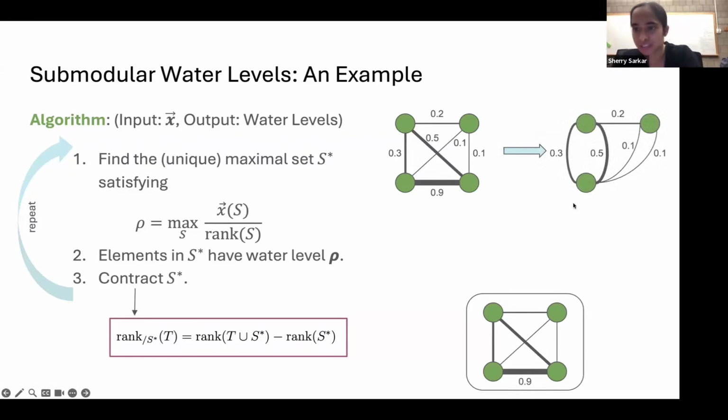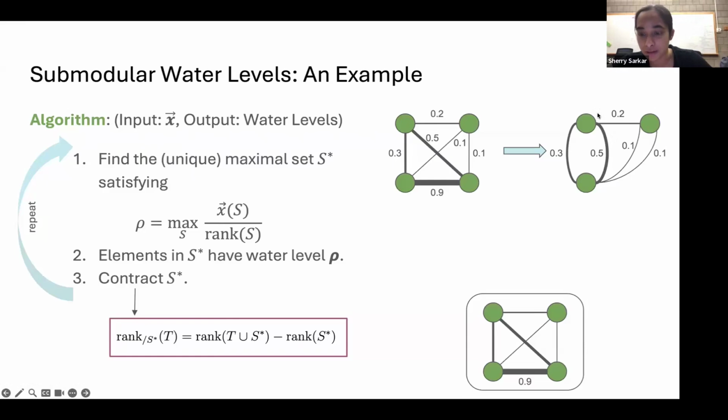Okay, so when I contract that edge, this is kind of what the graph looks like now. And again, you can take my word for it, but it turns out these two edges here, the 0.3 and 0.5, are my set S star in this next iteration. So 0.3 plus 0.5 is 0.8, divided by the rank of these two edges, which is just 1. That's the largest acyclic subgraph you can get with just these two edges.